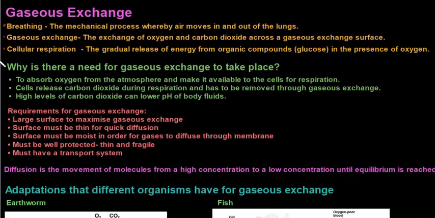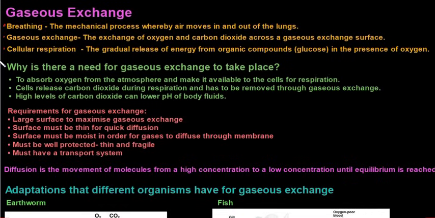And then we have cellular respiration, which you are familiar with because of the previous chapter. It is the gradual release of energy from organic compounds such as glucose in the presence of oxygen. Now, why do we need gaseous exchange to take place? So firstly, we need to be able to absorb oxygen from the atmosphere and make it available to our cells for cellular respiration. As you know, oxygen is needed for that process to actually get going.